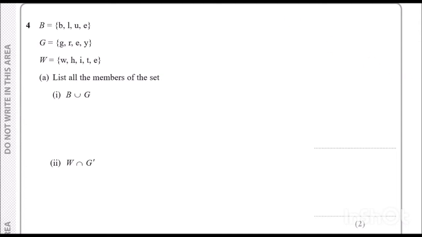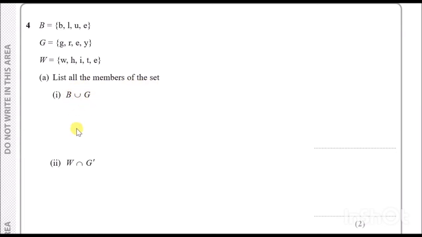Okay, for number 4, we're given 3 different sets here. So we've got B for blues, and they use the letters BLUE. G is grey, GREY, and W is white, WHITE. Now, this question wants us to list all the members of the set where B unites with G.